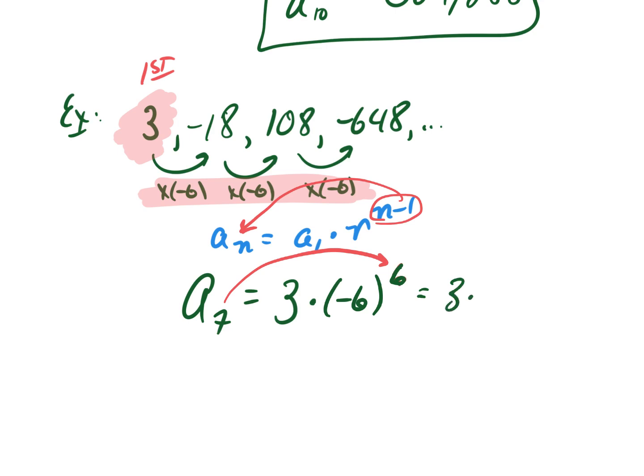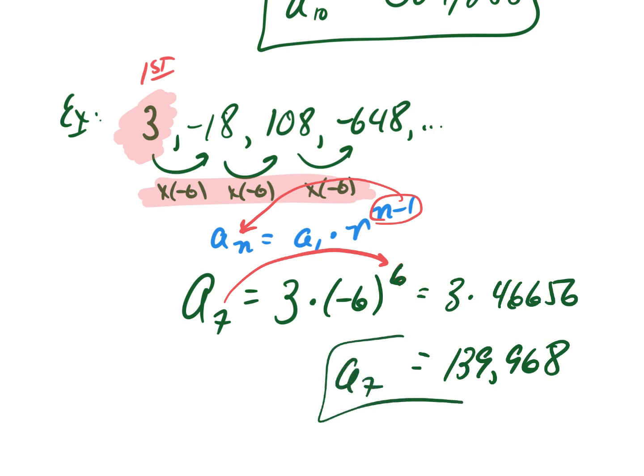So what I need is negative 6 to the 6th, which is 46,656. Then multiply that by 3. And what we get as a result for the 7th term is 139,968. So the 7th term would be that number.